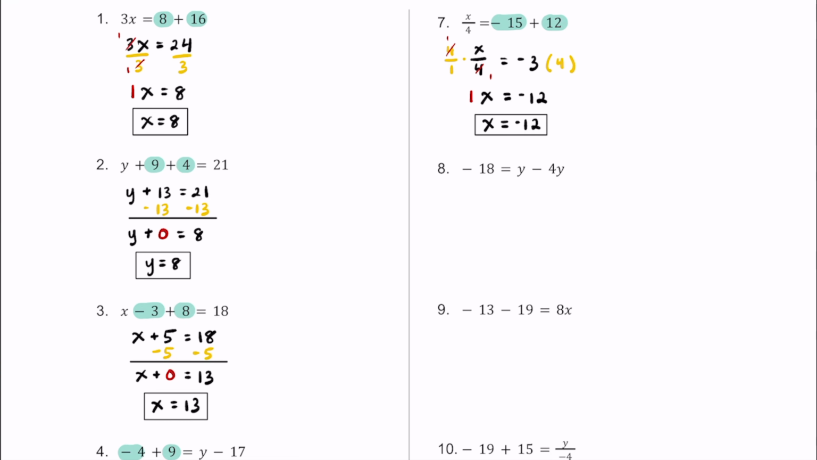Checking this, if we substitute that negative 12 back into the original equation for x, negative 12 divided by 4 is negative 3, which matches the right side, which negative 15 plus 12 does equal negative 3.